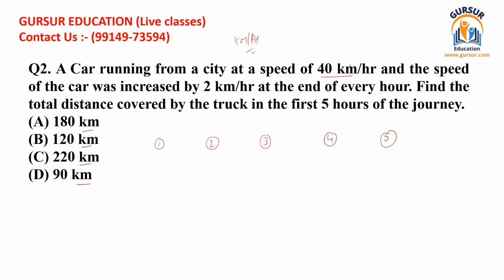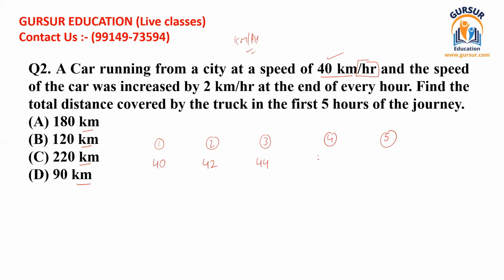So in the first hour, it runs at the speed of 40 kilometers per hour. When we talk about the per hour dimension, that means in 1 hour it's covering this distance. So in the first hour it's covering 40 kilometers. After that, with every increase of an hour, the speed is increased by 2 kilometers per hour. So in the second hour, it covers the distance of 42 kilometers. In the third, it covers the distance of 44. So you have to add 2 to all the previous figures.